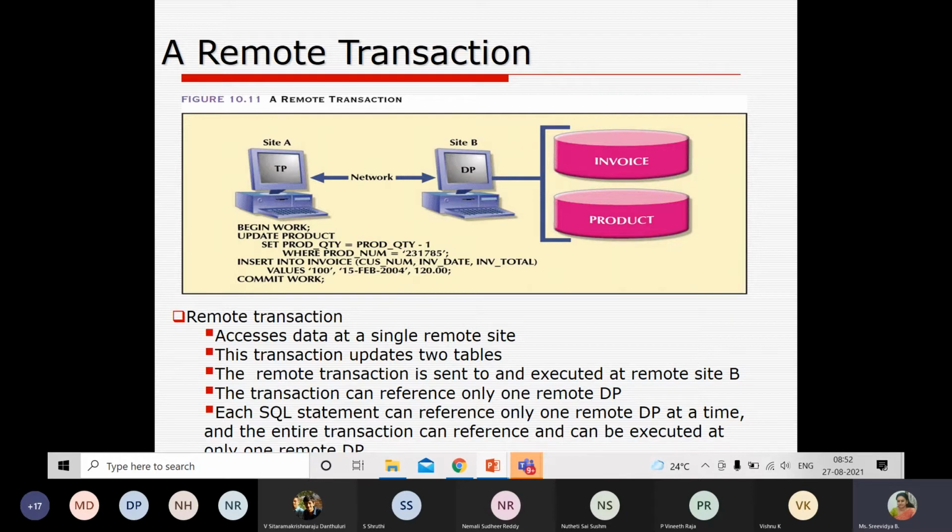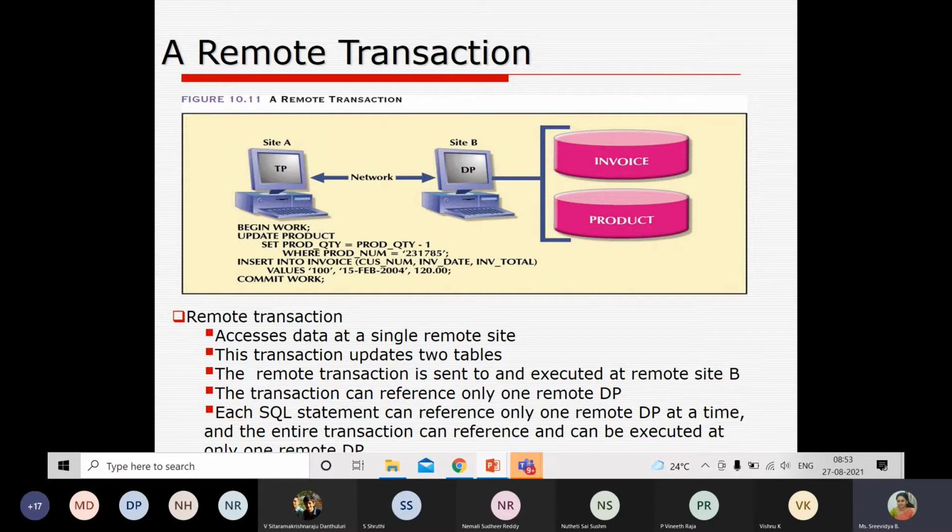Now the data processing unit will understand that this transaction involves updating tables of two different databases. Then it communicates to both those databases and updates them. Once that update is over, it communicates back that the update is over. We have committed the data in both the databases. Both the databases are in the updated state. That information comes back to the transaction processing unit at site A.